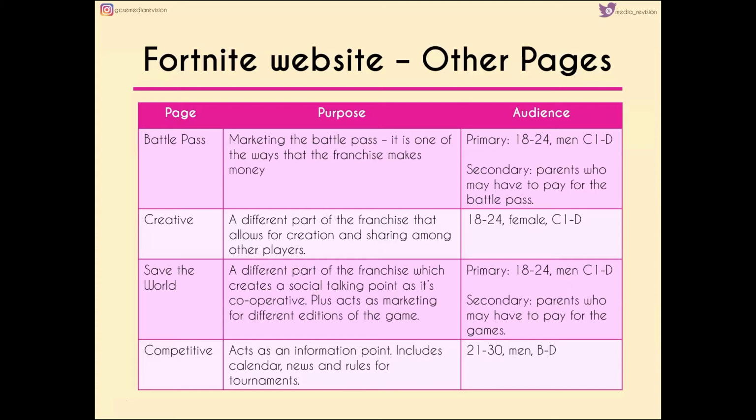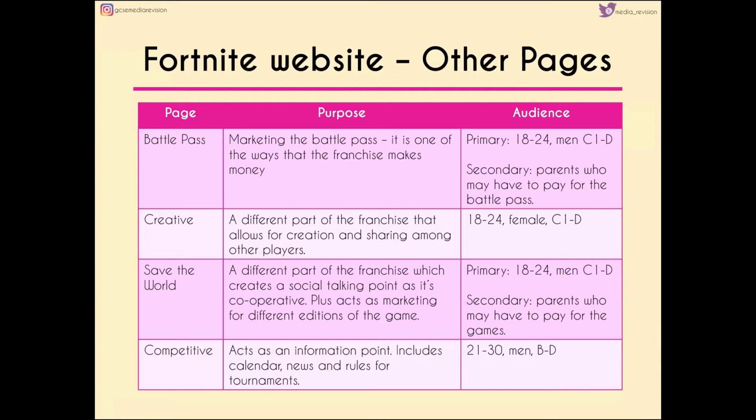So going through the Fortnite website then and taking those different pages in order, we start off with the Battle Pass, and you're likely to attract the primary audience who we've already sort of identified as these 18 to 24-year-old men, C1 to D predominantly, but you're also likely to get parents involved because the Battle Pass page is basically marketing for the Battle Pass for Fortnite. So this is one of the ways that the franchise makes money, by advertising different bundles that players can buy which will give them different access to various parts of the game.